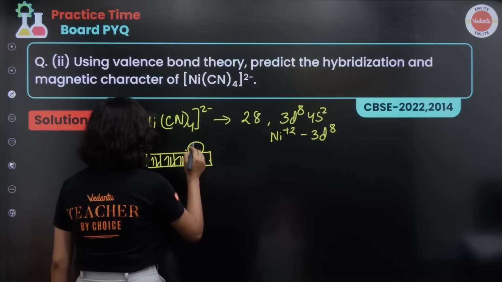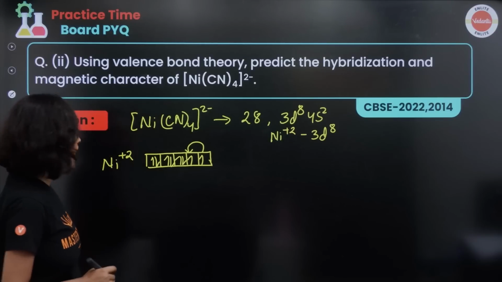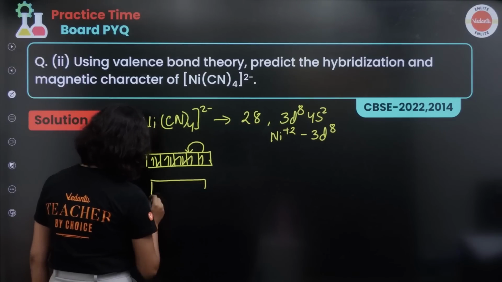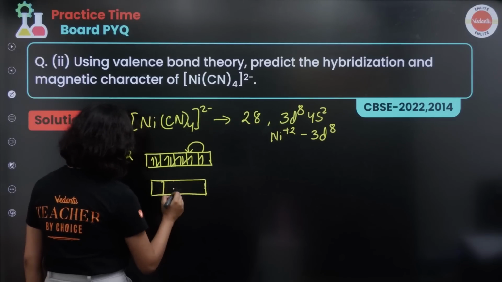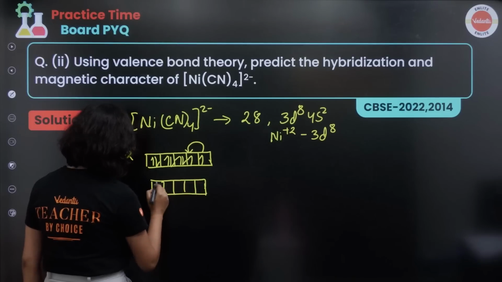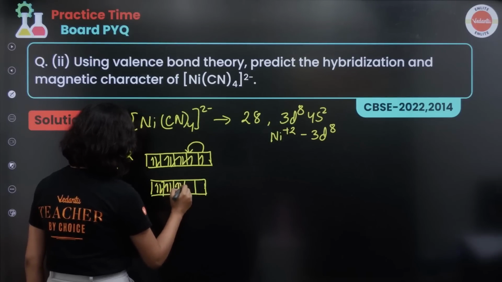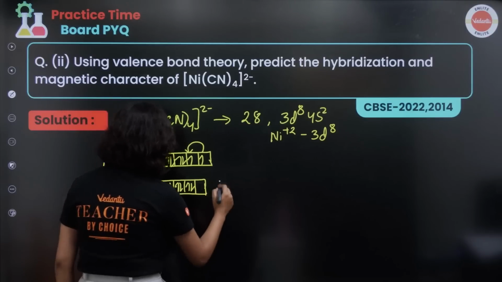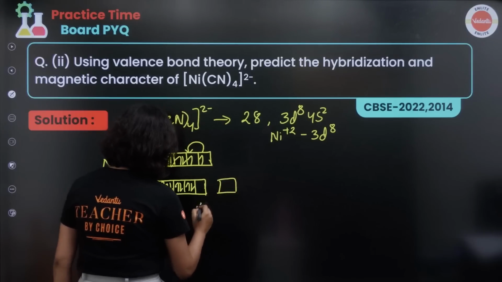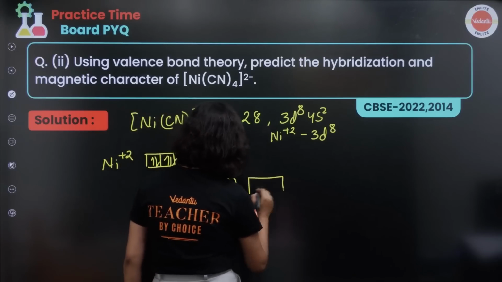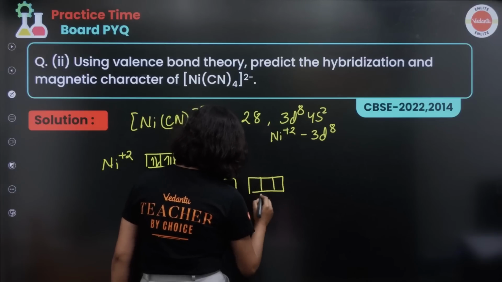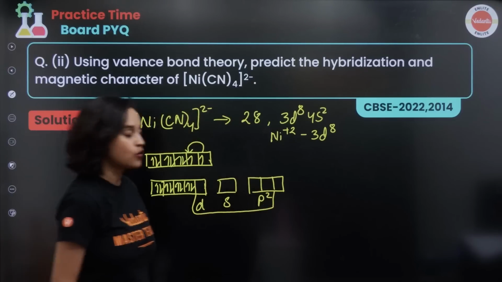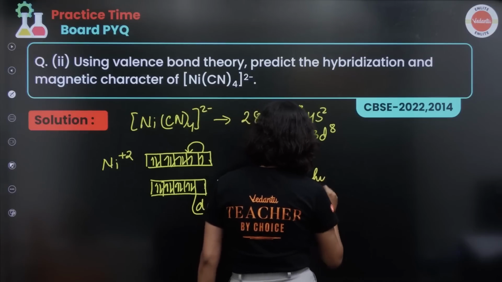So that means this will pair up, yes? Once this pairs up, then what will happen is we will get something like this, 1, 2, 3, 4, 5, so 1, 2, 3, 4, 5, 6, 7, 8, yes, so this will be empty. If this is empty, now CN needs 4 rooms, so d, s, and then it will take 2 p, so dsp2 hybridization. Yes, what is the hybridization? Hybridization is dsp2.